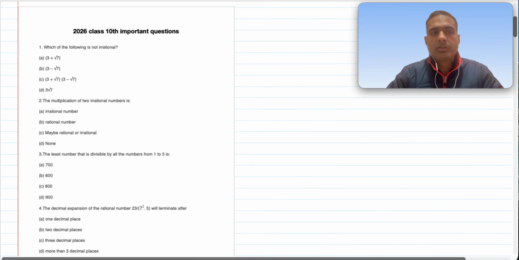Hi students. So from today we are going to discuss the important questions from the point of view of the CBSE board examinations 2026 maths paper. So first we will be discussing the MCQs from each chapter, and after that we will be focusing on the long answer type questions. So let's quickly start with the first chapter, that is real numbers.